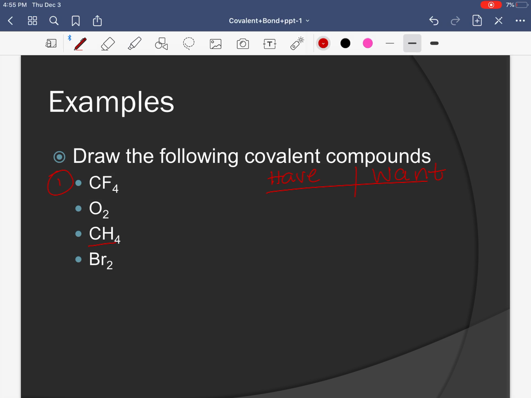And then this last example, bromine, Br2, is very similar where I'm just going to multiply. Bromine has 7 valence electrons times 2, which gives me 14 valence electrons. I want 8 in my outer shell, multiplied by 2 because I have two atoms of it. This gives me 16 valence electrons. 16 minus 14 equals 2, divided by 2 equals 1 bond.